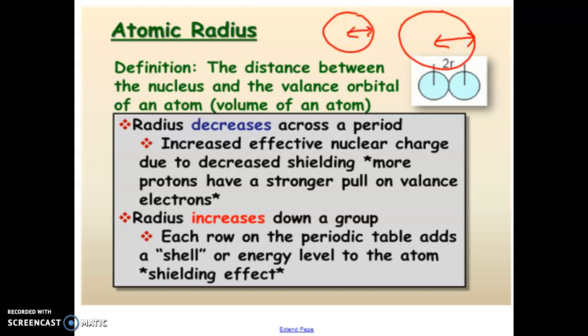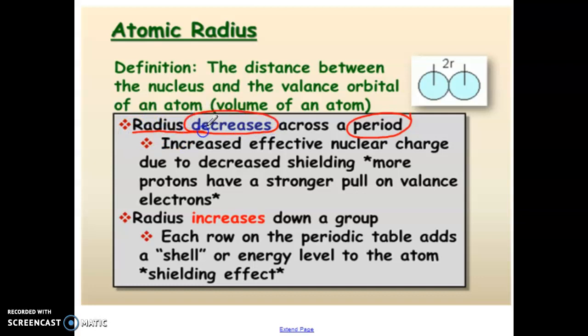So the trend that exists on the periodic table is that as you move from left to right in a period, the radius of an atom decreases. Meaning as you go across a period, the atom gets smaller and smaller. We'll talk about why that is in a second. As you go down a group, so down a column on the periodic table, the radius of an atom will increase. It gets larger and larger, okay?